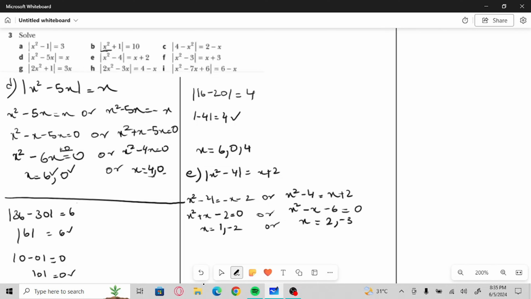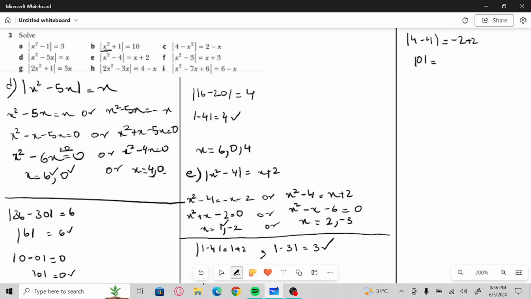Okay, so we have now 4 values for x and we are going to input all of these into the question itself. Okay, what we have in the question, first of all, we'll take the value of 1. 1 squared is 1 minus 4 is equal to 1 plus 2, in a modulus. So 1 minus 4 is negative 3, in a modulus is equal to 3. So this is correct. 1 is a correct input. For negative 2, we have 2 squared is 4 minus 4 is equal to negative 2 plus 2. 0 is equal to 0. So this value, negative 2, is also correct.